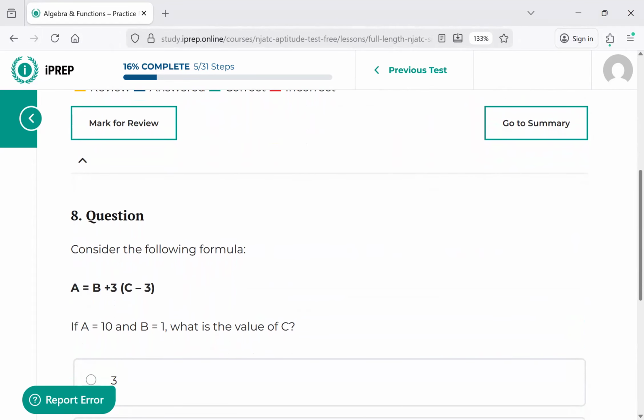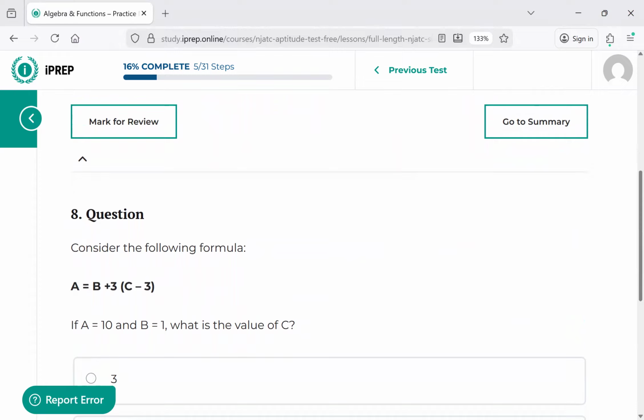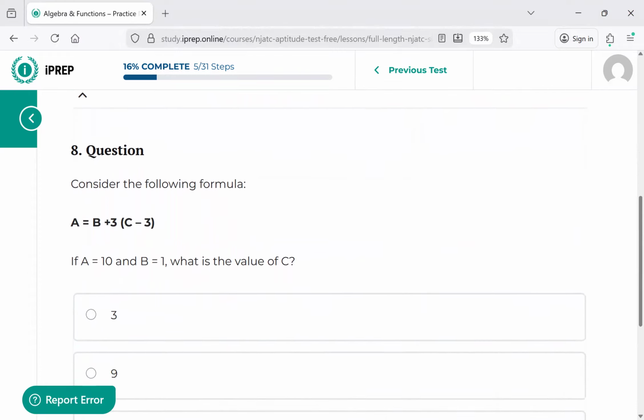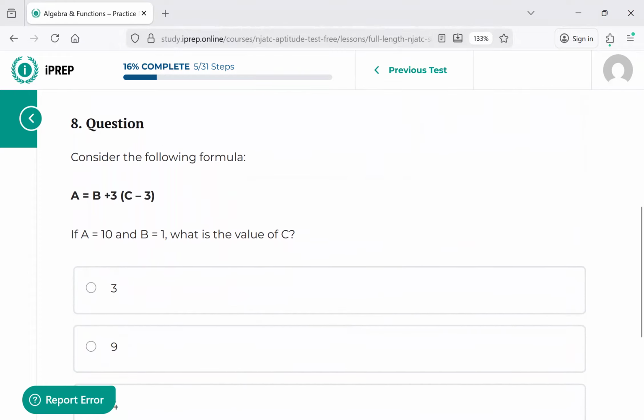Question 8. Here we have this equation, A equals B plus 3 times C minus 3. If A equals 10 and B equals 1, what is the value of C? I think the best choice is just to substitute it back in and solve for C. So let's substitute our values. If A is 10, it's going to be 10 equals B, which is 1, plus 3, and then C minus 3.